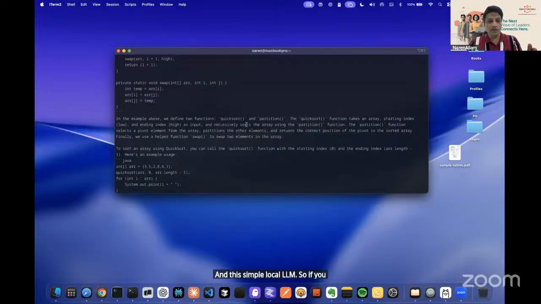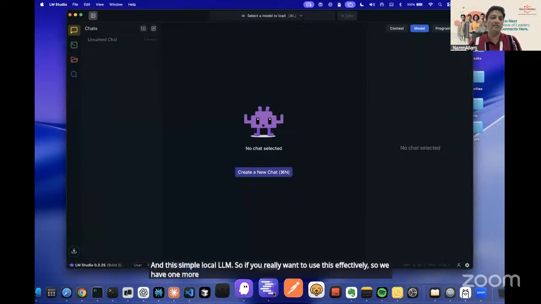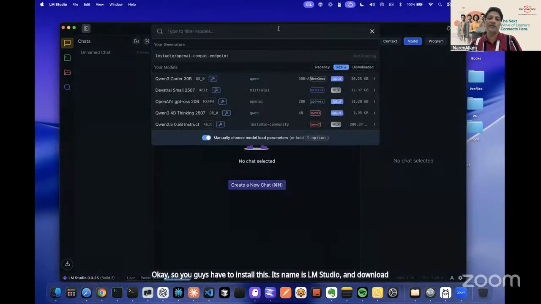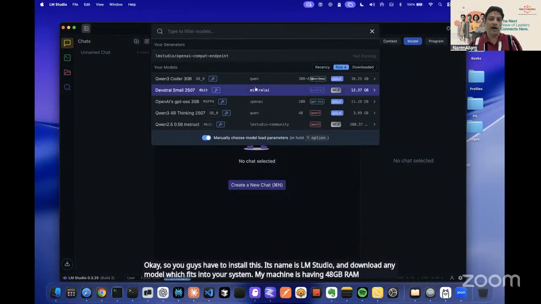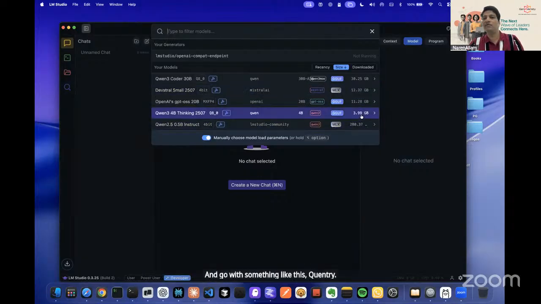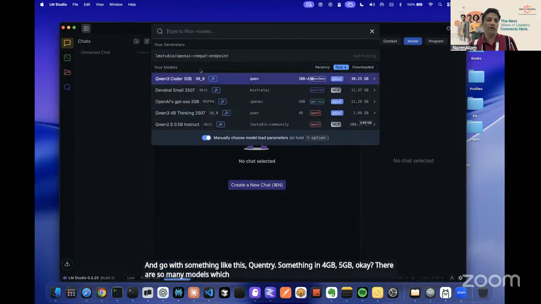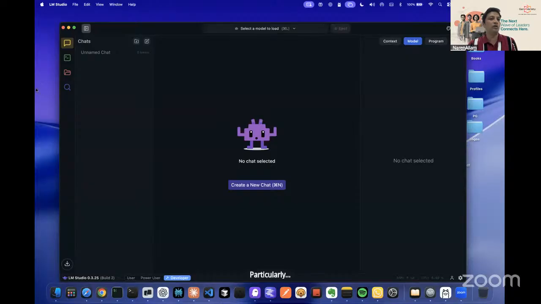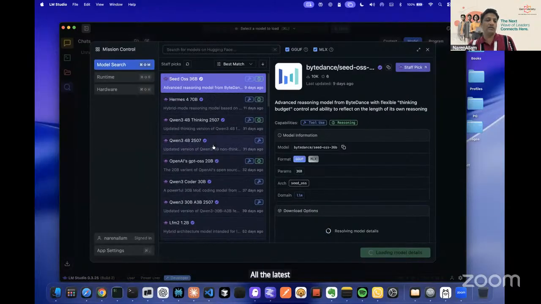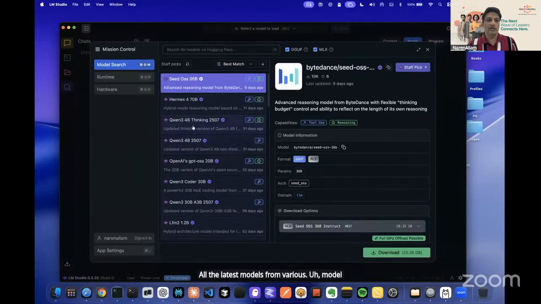If you really want to use this effectively, we have one more tool called LM Studio. You have to install this and download any model which fits your system. My machine has 48 GB RAM, so I can install most of the smaller models, something like Qwen 3 in 4 or 5 GB. There are so many models available, particularly in LM Studio. There is a search button here. You can search for all the latest models from various model providers. Gemma is from Google, and Qwen is the set of models from Alibaba, right?